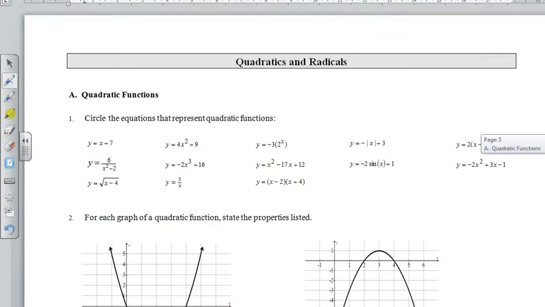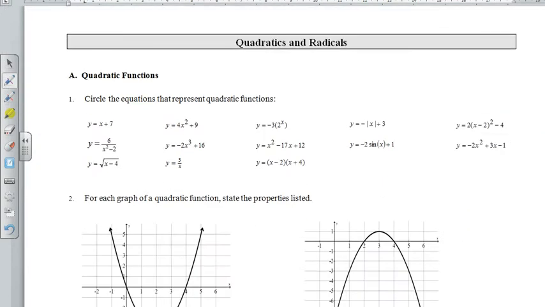Oh, wow. Quadratics and radicals. We're way ahead of the morning class because I couldn't get the smartboard to work this morning. So with them, I left a page undone, and with you, we'll finish the page.